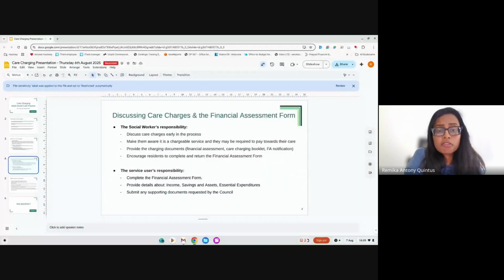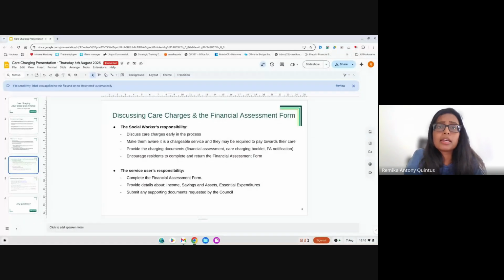Once the financial assessment has been carried out, we'll write to the client and inform them of the outcome of their care charges. It is very important for the client to complete and return this form, because if they don't, we'll carry out an assessment based on the information we have. That will be the DWP system and information from internal departments like council tax and housing benefits, or we'll try and get information from various departments.